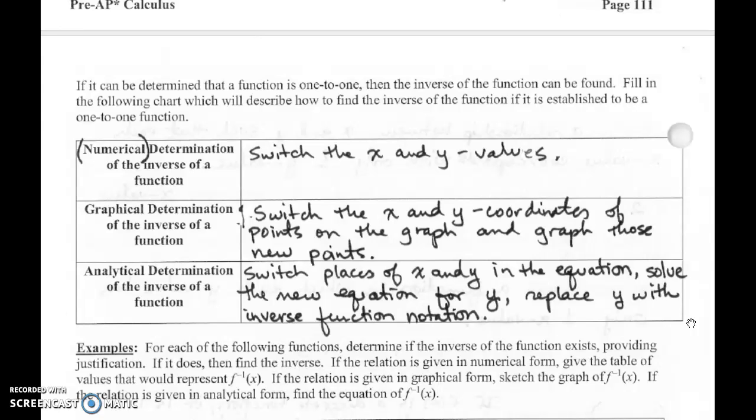With a graph, you switch the x and y, and just like what I said before, connect the dots in the same way. And then analytically, this is probably what you remember from Algebra 2: you switch x and y in the equation. Then you solve the new equation for y, and in pre-calculus we usually write everything in function notation, which is the symbol that looks like f to the -1 power. That's actually your symbol for inverse, and that's why on your calculator, the key that looks like to the -1 power is actually called the inverse key.